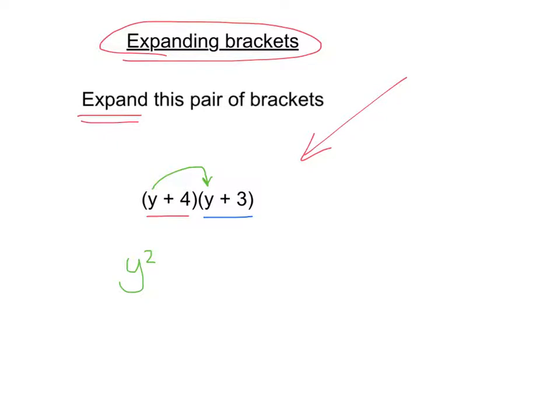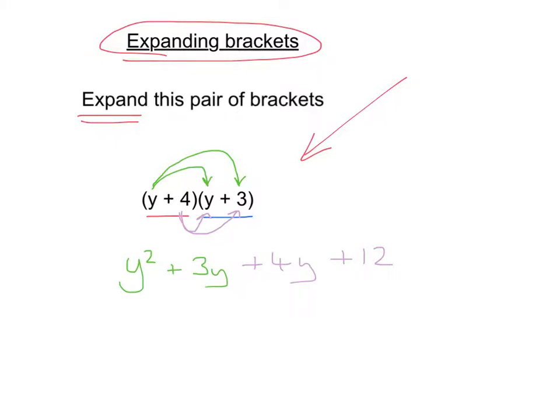Then we multiply that y in the first bracket by the 3 in the second bracket. Y times 3 is 3y. Now we're going to multiply the 4 in the first bracket by the y in the second bracket, which gives us 4y, and we're going to multiply that 4 by the 3 in the second bracket, which gives us 12. So that is our expanding.